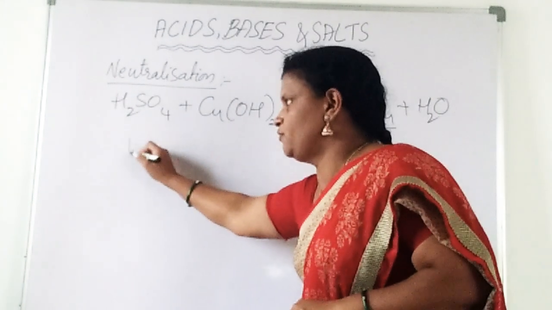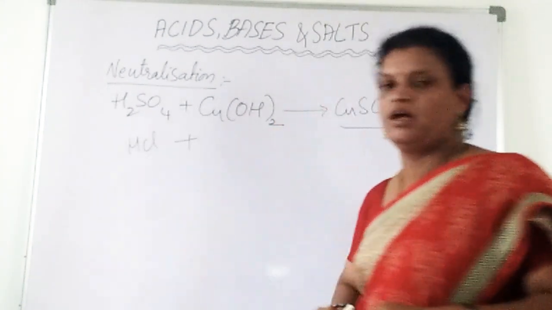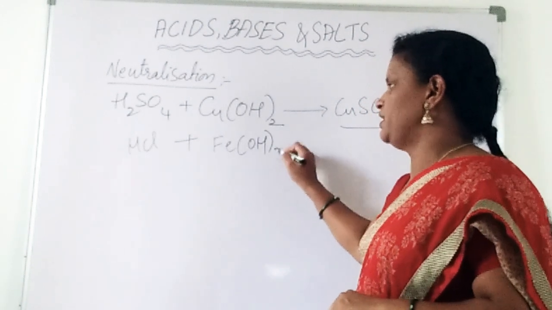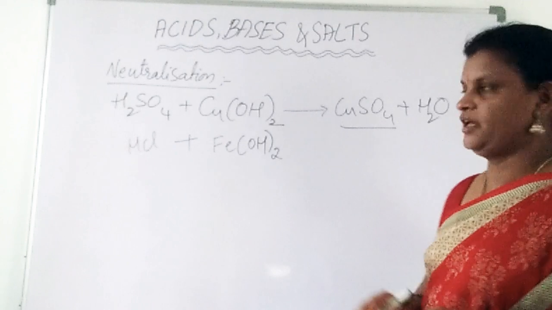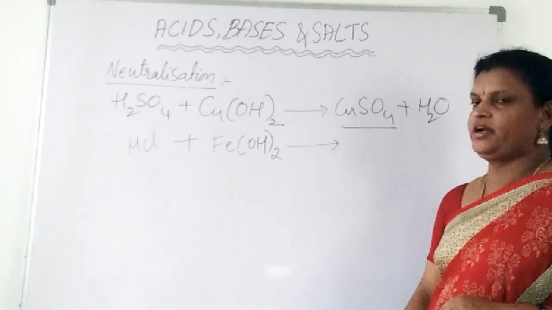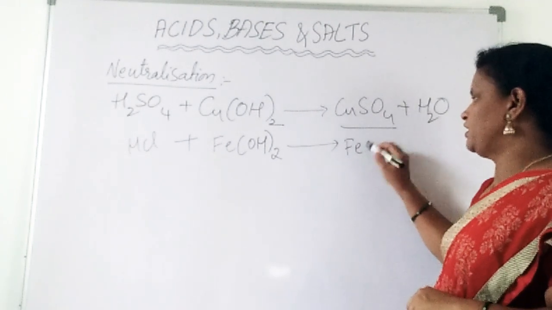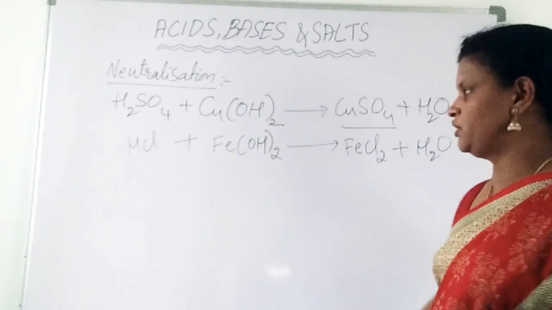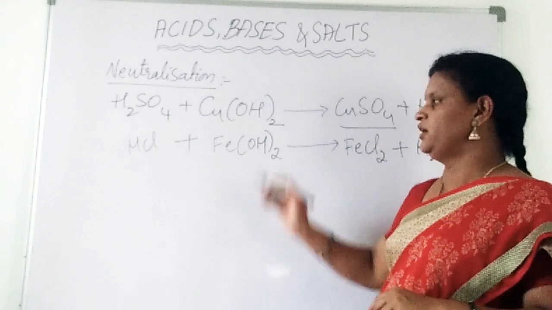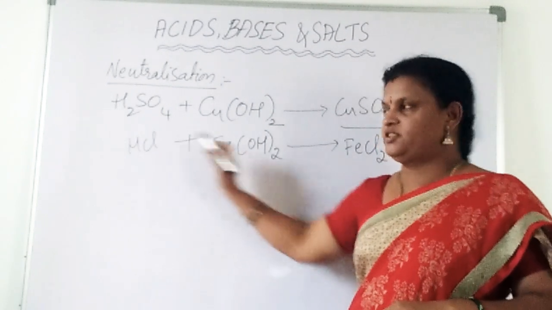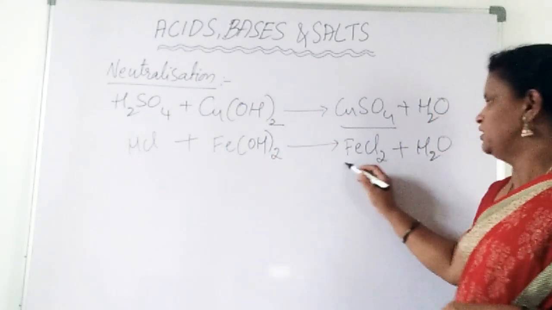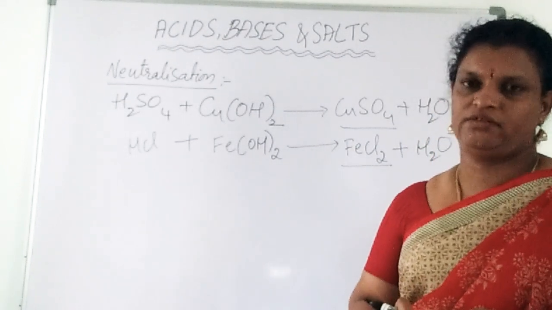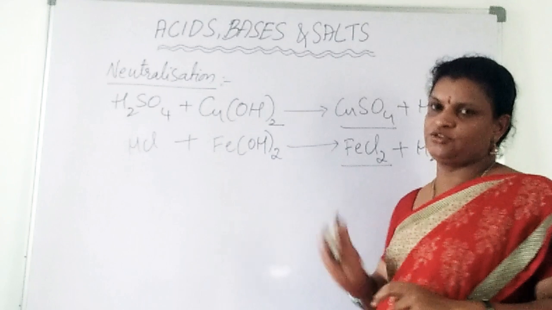Same like that, if you take hydrochloric acid reacting with iron hydroxide, ferrous hydroxide I have taken here. When these two are reacting together, we are going to get iron chloride, FeCl2, and along with that water also is formed. So in this reaction also we can observe that it is produced from strong acid and weak base. That is why the nature of this salt also is, what is that nature? Acidic nature will be there. Whichever is stronger, that nature it is going to get.